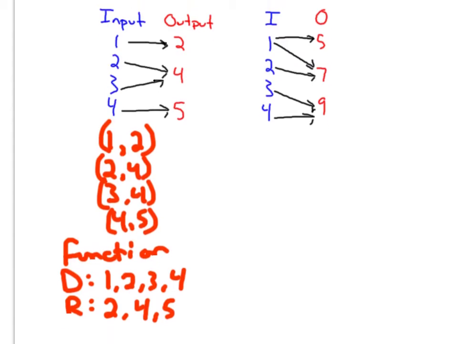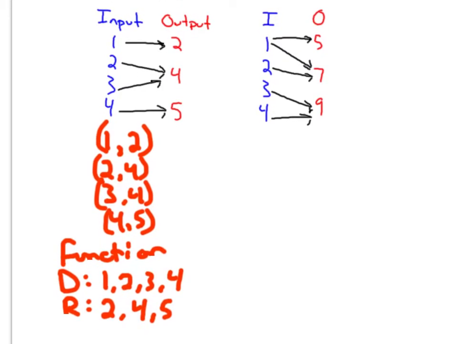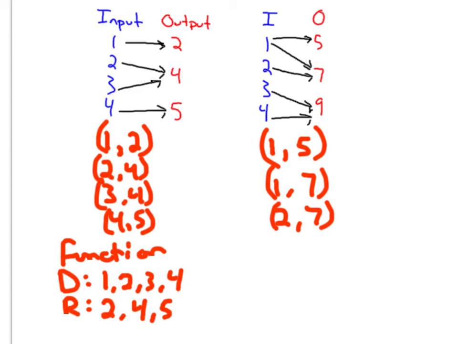Now let's look at our other table here. Match the inputs with the outputs. Well, I've got an input of 1 that goes with an output of 5. Input of 1 that goes with an output of 7. Input of 2 that goes with 7. Input of 3 that goes with 9. And input of 4 that goes with 9.